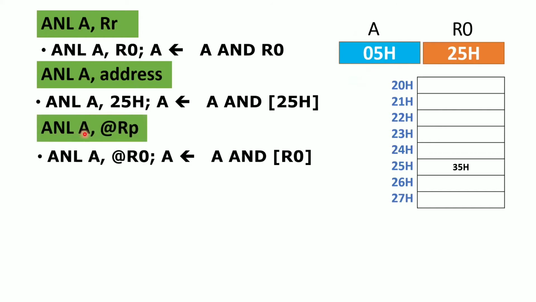Next one is ANL A comma @R0. This is your indirect addressing mode. Whenever there is an @ symbol, that becomes your address inside your register. Now R0 consists of some value, which is 25H. The R0 value becomes the address, because this is @. You remember this one, right? Now the AND operation is between the contents of the address location held in R0, that is 35H, and the A register. Perform the AND operation on these two numbers and store the result again inside your A register.